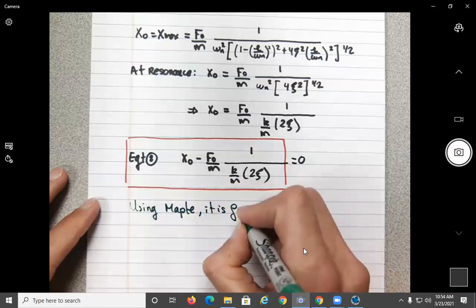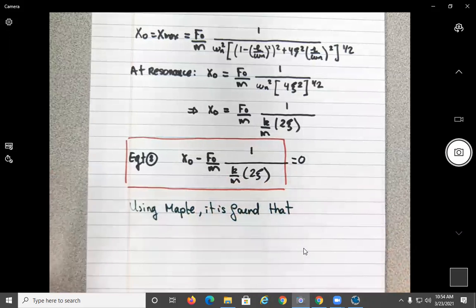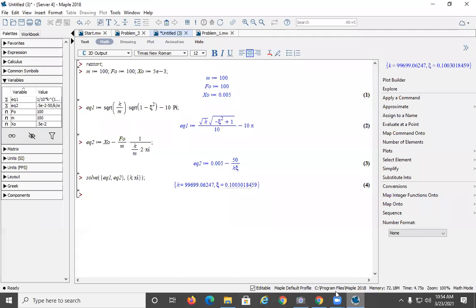It is found that K is equal to 99699 Newton per meters, and that Xc is equal to 0.1003.